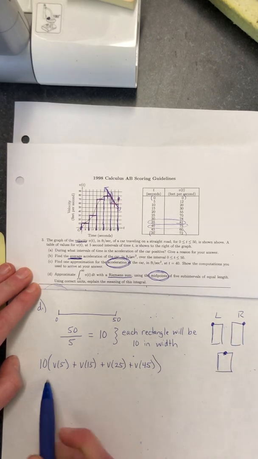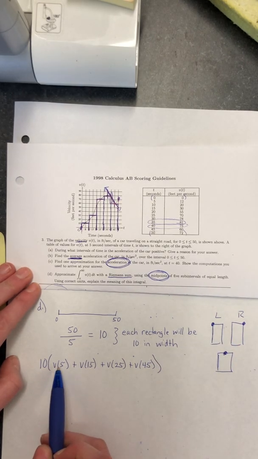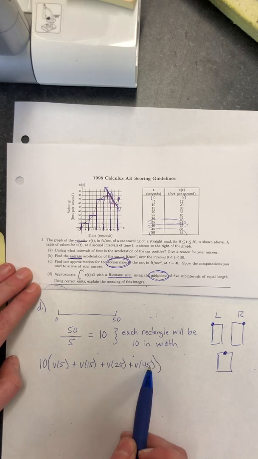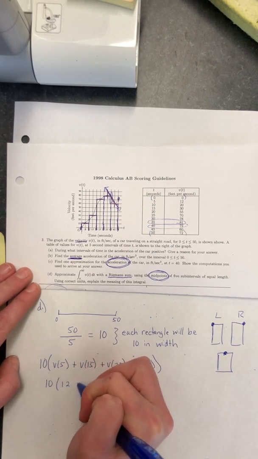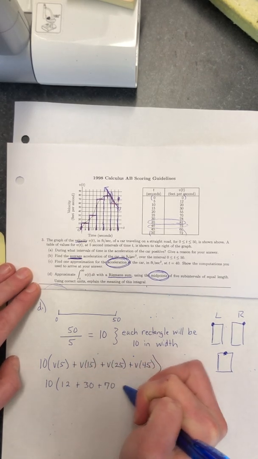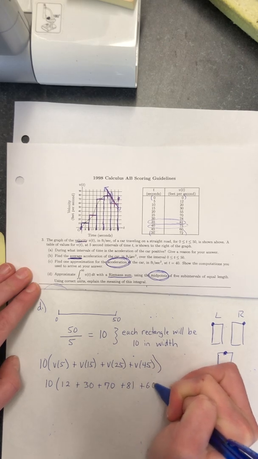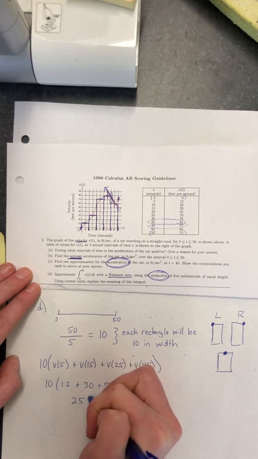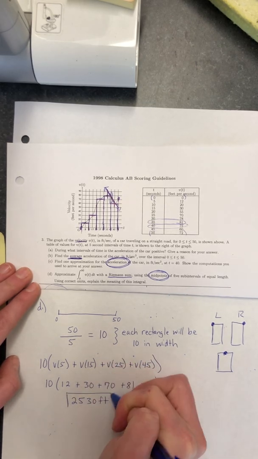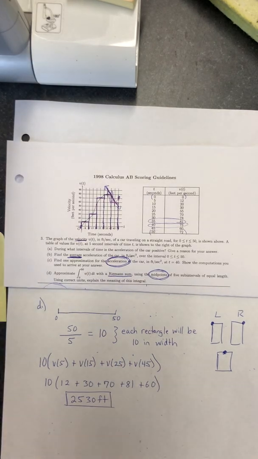If I go onto my table and check what the values are for v of 5, v of 15, v of 25, and v of 45, I get these values: 12 plus 30 plus 70 plus 81 plus 60, and if I sum them all up together, I get 2,530 feet. So that is the Riemann sum approximation with 5 rectangles using midpoints that approximates the area under this velocity graph. We're going to come back in just a minute to do the very last piece of this question.